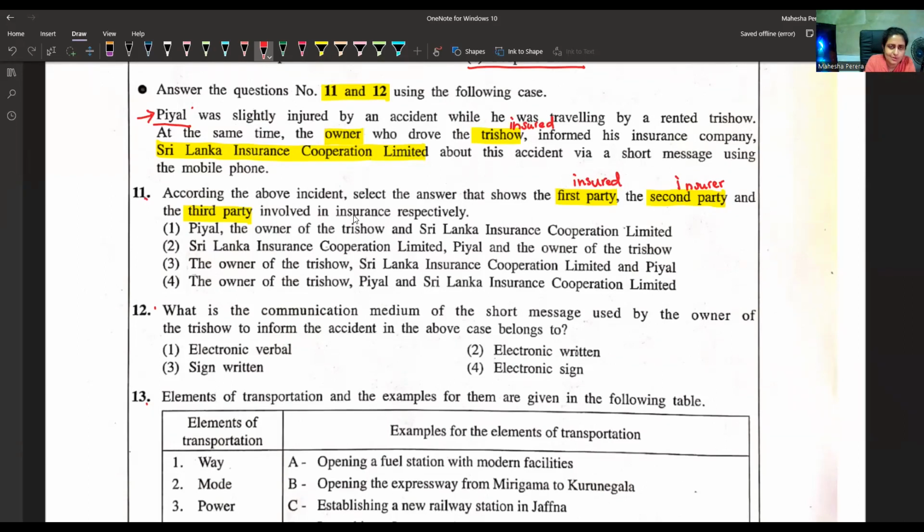So definitely, now our answer is: first party means insured, then the owner of the Trishow. Insurer is Sri Lanka Insurance Corporation, and the final one is the third party, PL.